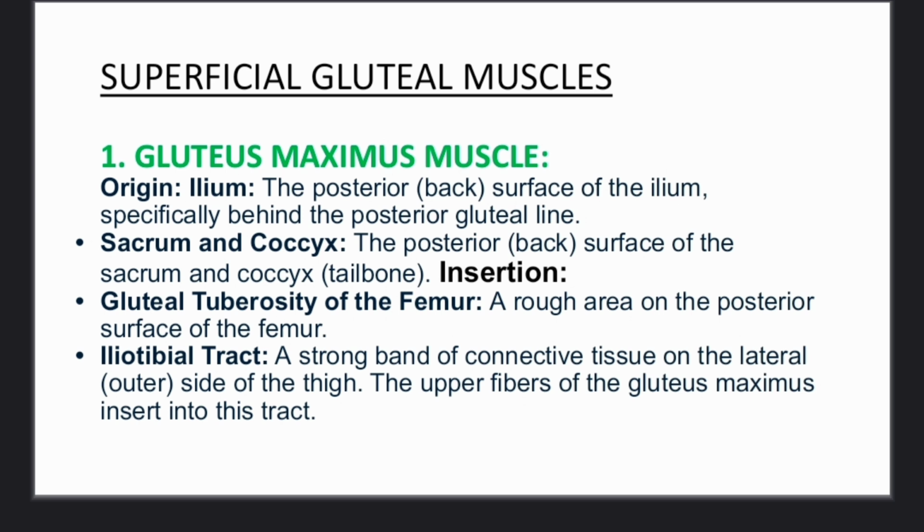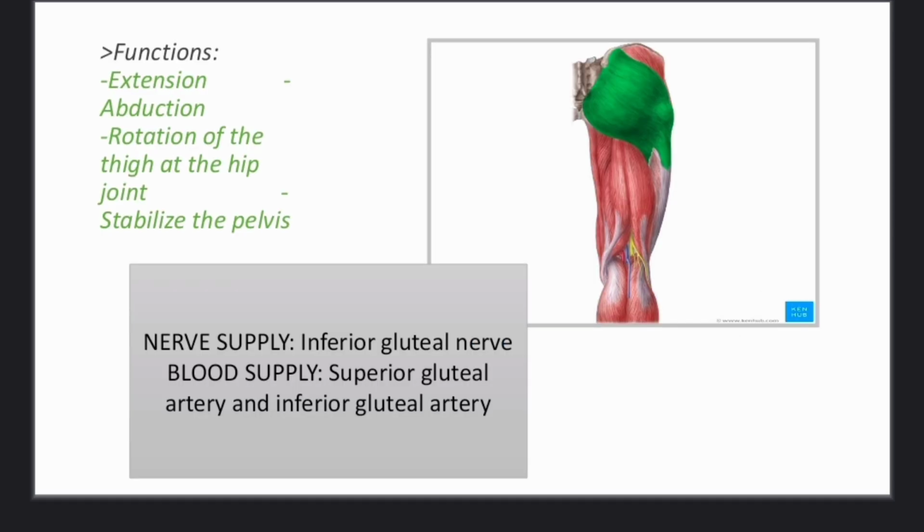Thus, the gluteus maximus originates from the ilium, sacrum, and coccyx and inserts into the gluteal tuberosity of the femur and iliotibial tract. Remember this. And this muscle is also known as the buttocks region muscle mainly. Gluteus maximus muscle is supplied by the inferior gluteal nerve, and the blood supply to the gluteus maximus is provided by the superior gluteal artery and inferior gluteal artery.